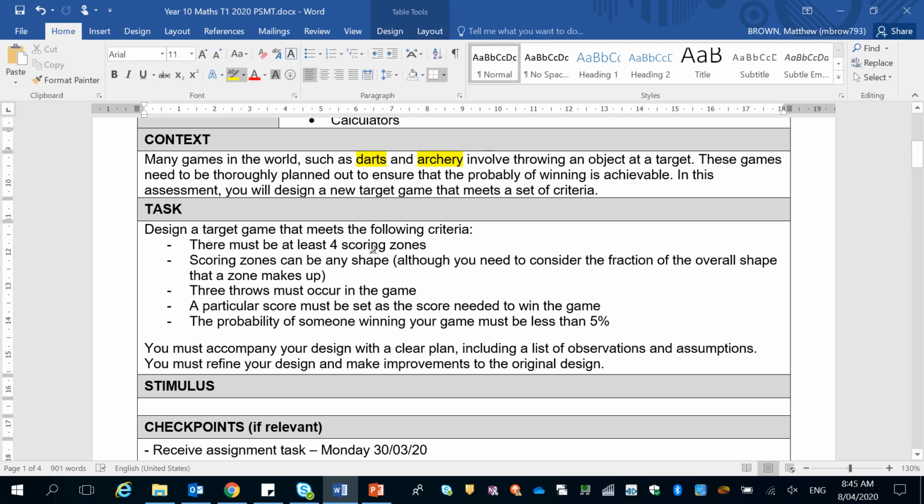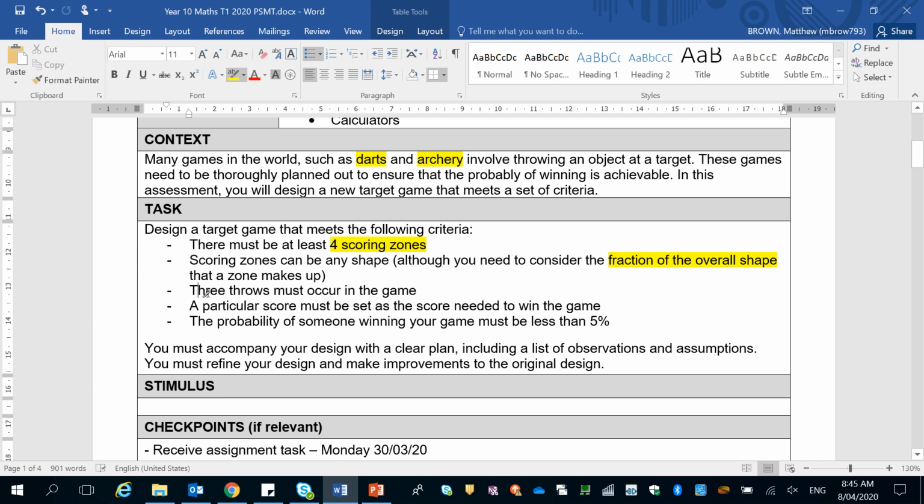So you need to have 4 scoring zones. So if you think about what we learnt about the different kinds of outcomes, you'll need to consider that. You can make these of any shape, but if you have a target, you need to make sure you consider the fraction of the overall target that each scoring zone has, whether it's, say, for example, 50% of the board, 1% of the board, whatever. You need to do that as a fraction.